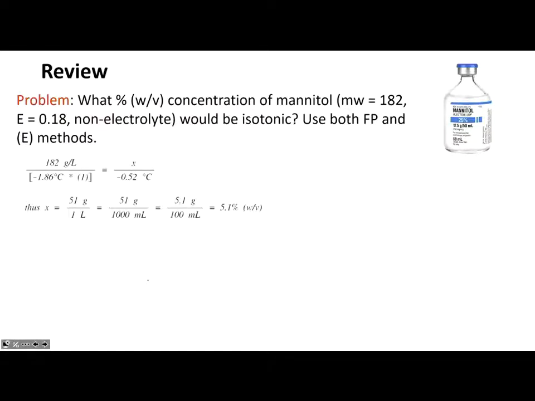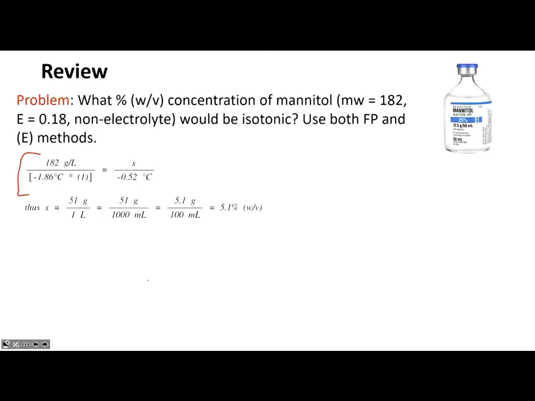So let's start with the freezing point depression method. You'll notice this is set up exactly the same as we did before. The molecular weight in grams per liter divided by the negative 1.86 times the I, which for mannitol was 1. That's the same. Let's set that equal to, now we don't know the concentration. That's what we're solving for. So I put X on the numerator to represent the concentration in what units?